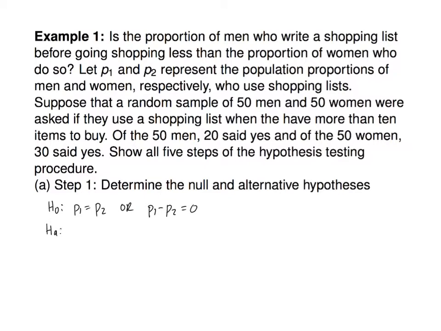HA is that women make shopping lists more. So how do P1 and P2 relate to each other then? P1 is less than P2, or P1 minus P2 is less than 0, right? That makes sense? Okay. So that's always your first step.